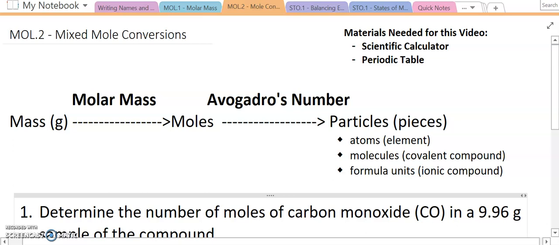The materials you need for this video are going to be a scientific calculator, a periodic table, and probably a piece of scratch paper so you can do the problems along with me.